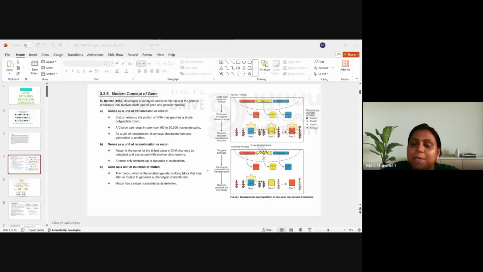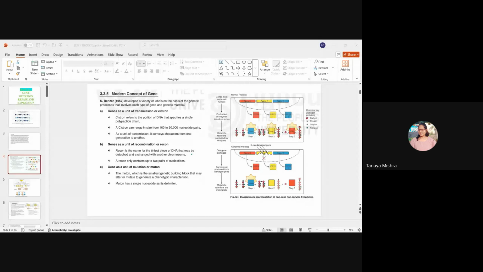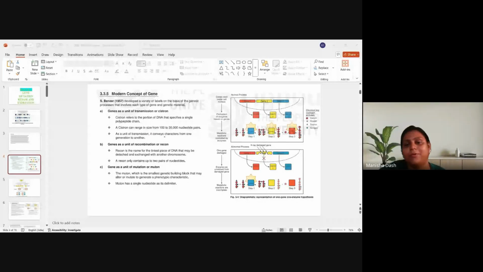Epigenetic is something different. Phenocopy is not the same as epigenetic. I explained already. Phenocopy means sometimes the phenotype is actually determined by the genotype.